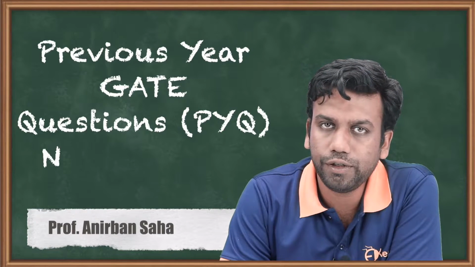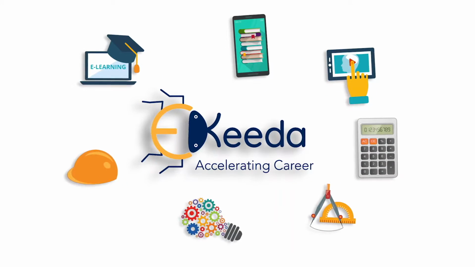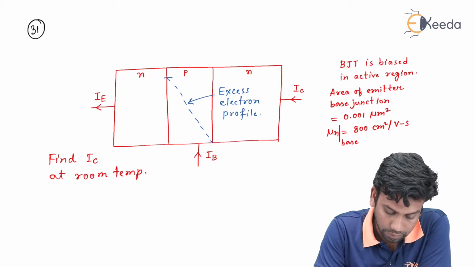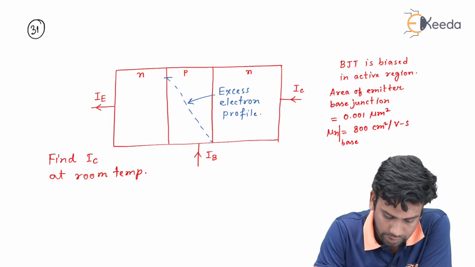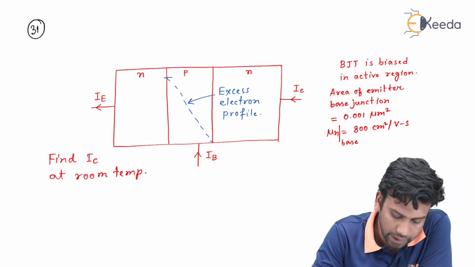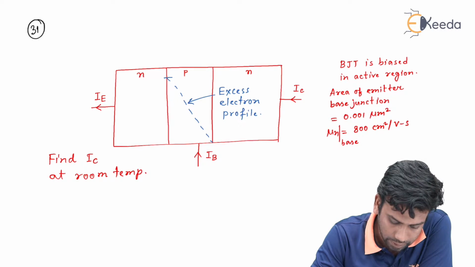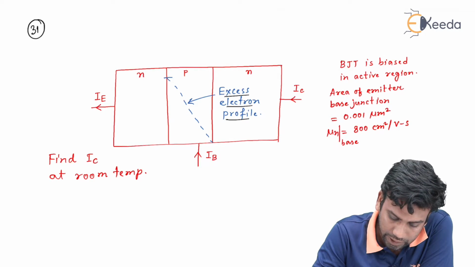Hello friends, in this video we are going to discuss a previous year GATE question on electronic devices. According to the numerical given, we can see that a bipolar junction transistor has been given in the question, and it is an NPN transistor where the excess electron profile has been given, and it is said that the BJT is biased in the active region.